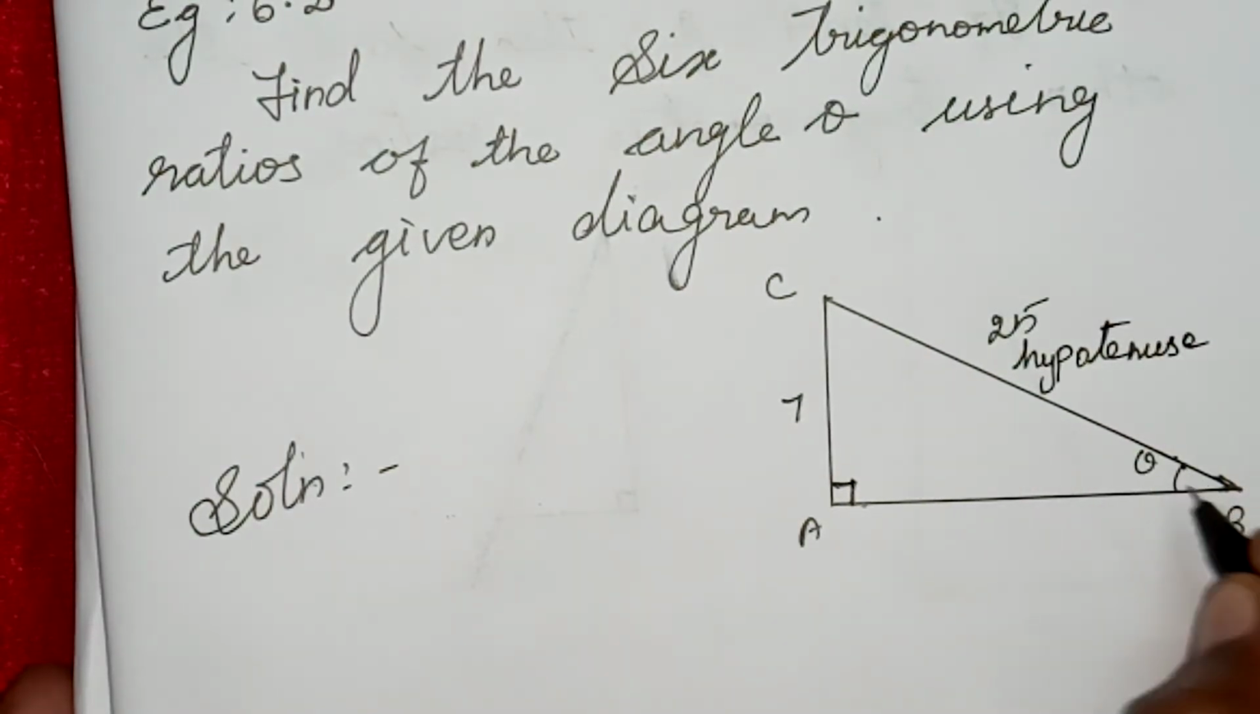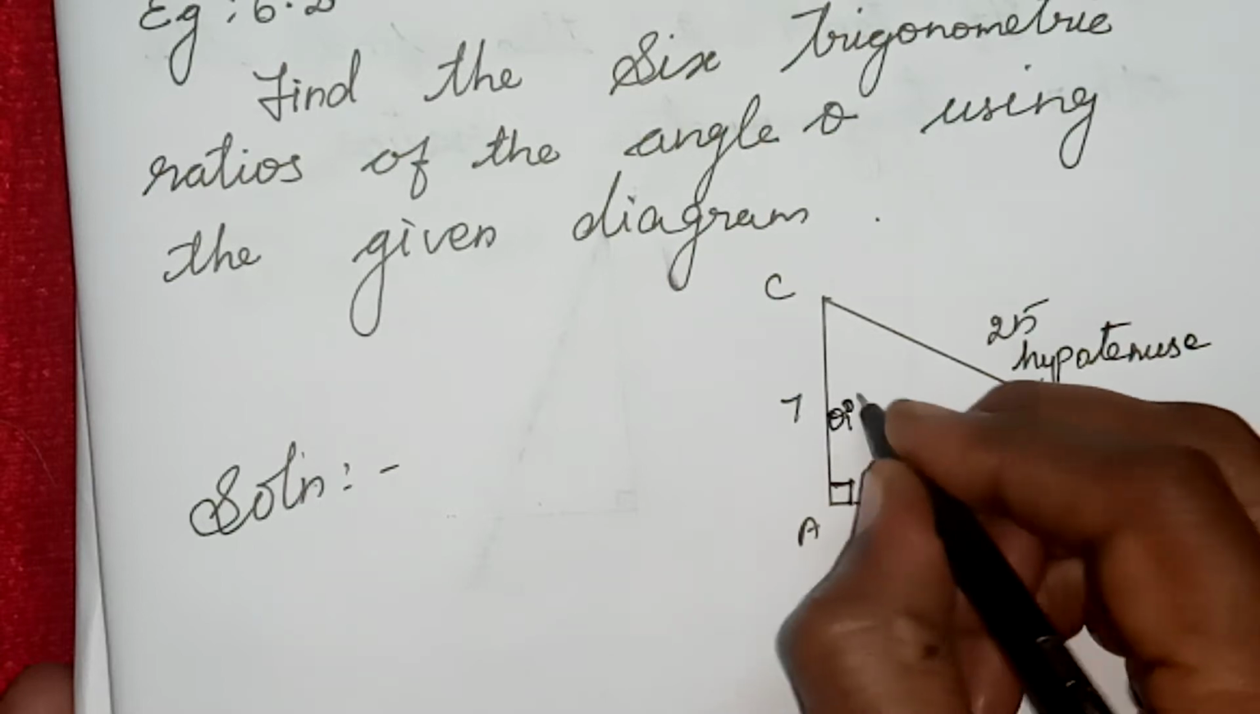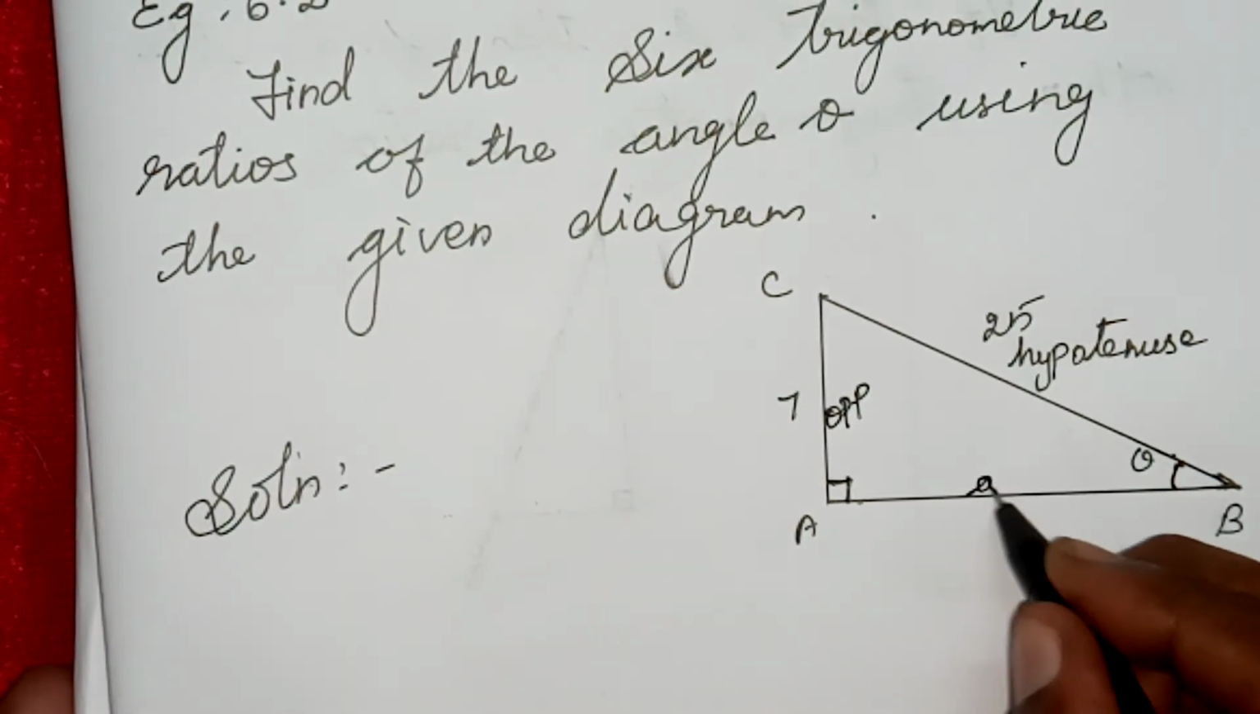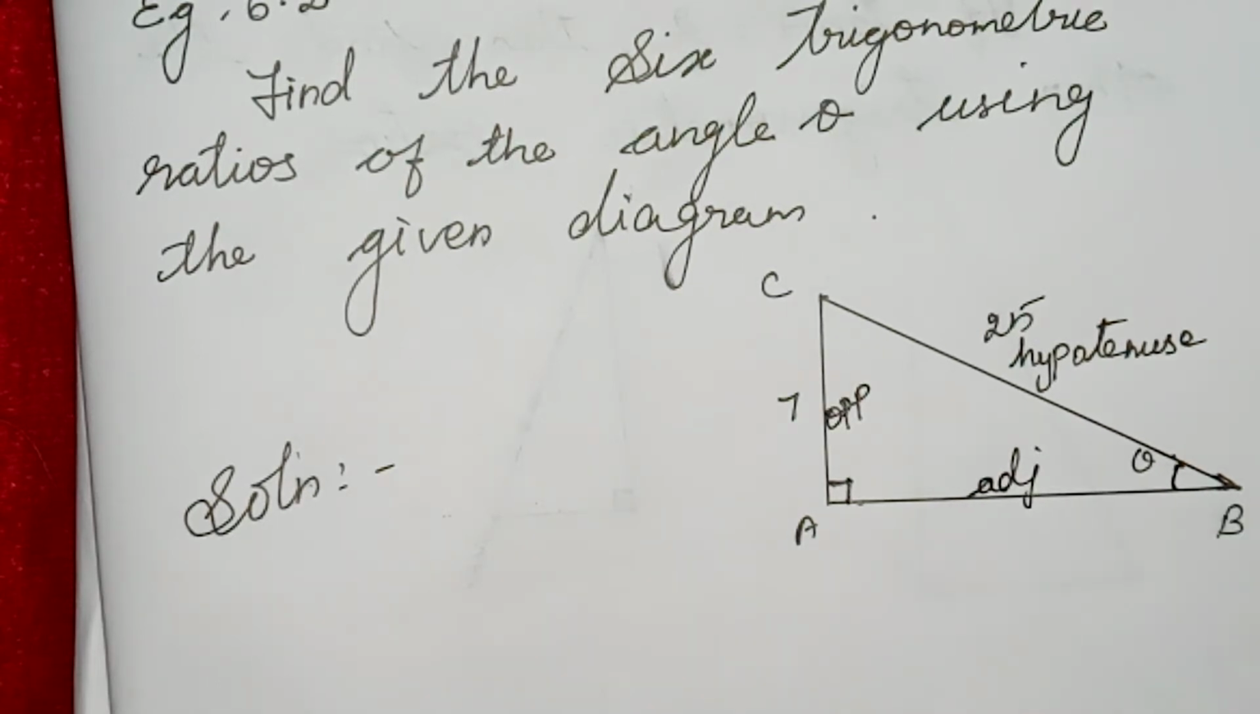Next, for angle theta, this is the opposite side. Then, for angle theta, this is the adjacent side. Adjacent side we don't know. First we have to find out the adjacent side. For finding this, we have to use Pythagoras theorem.